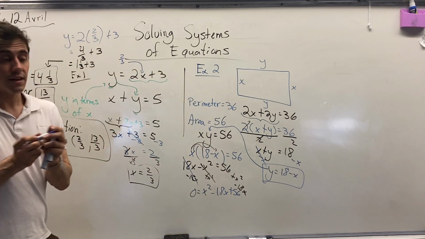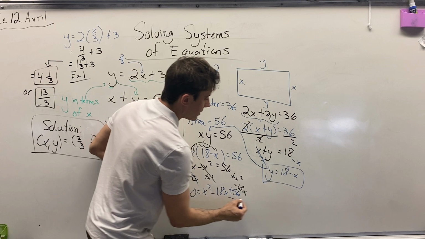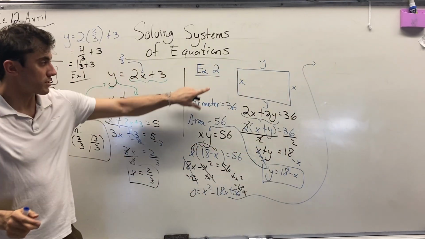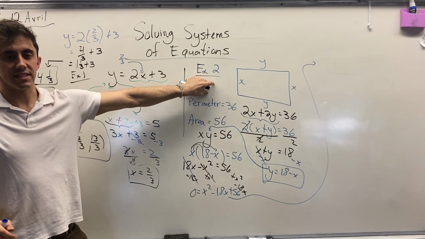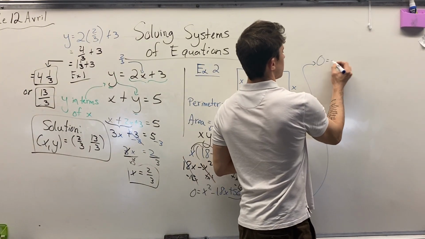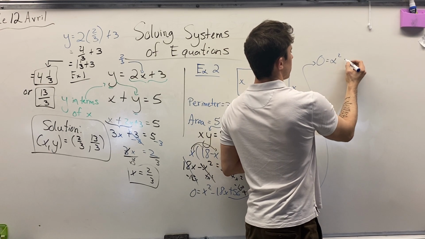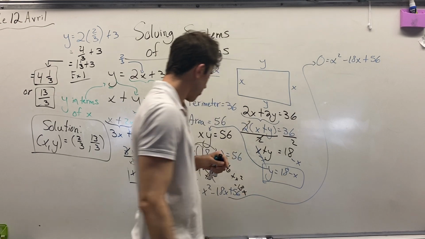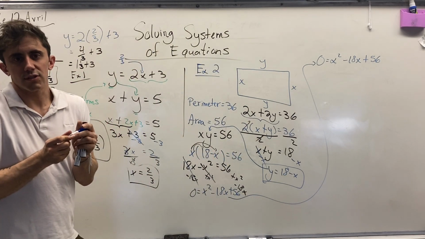Okay? Now that we have our quadratic formula that actually represents this diagram, let's rewrite it here so it's a little bit nicer looking. x squared minus 18x plus 56, right? Now we're looking to solve this quadratic.